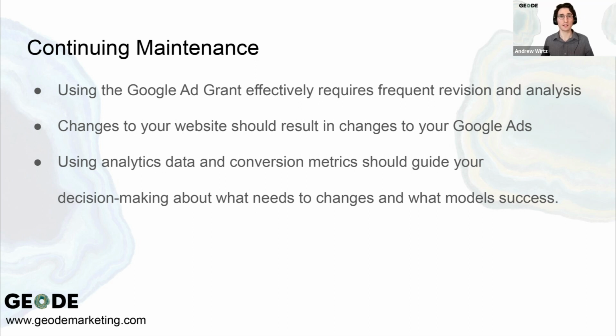And now once you have these set up, the big thing is continuing maintenance of your account. So using the Google Ad Grant effectively really requires you to go in often and optimize the account, make sure you have that 5% click-through rate, and then continue to add content on your site and add groups in the account. So anytime you add content or change something on your site, that should result in changes to your Google Ads. Even if you just change like the title on a blog, then you want to make sure that that phrase, that title itself, is in the ad so it matches up with that user experience.